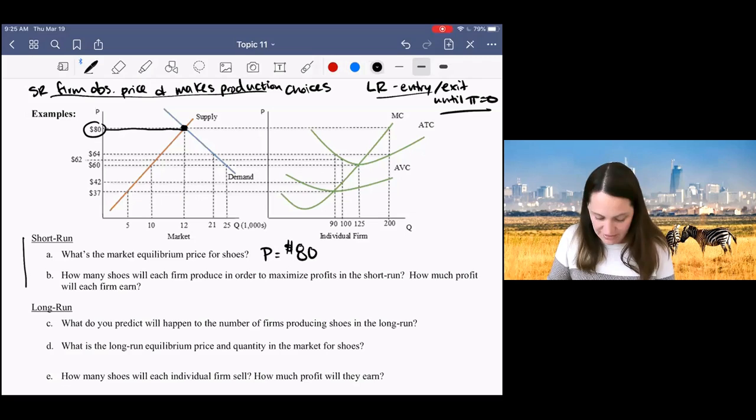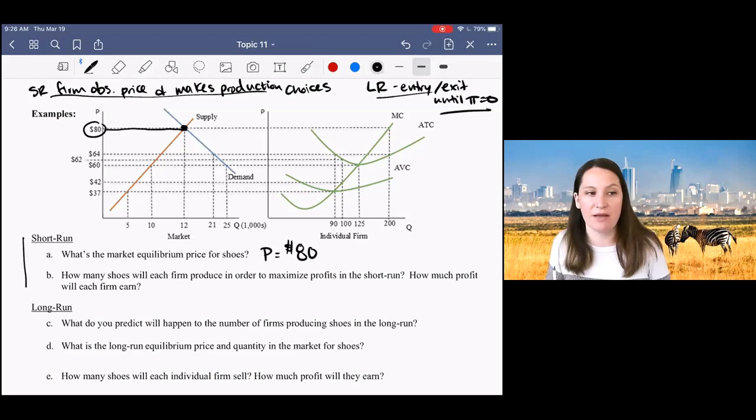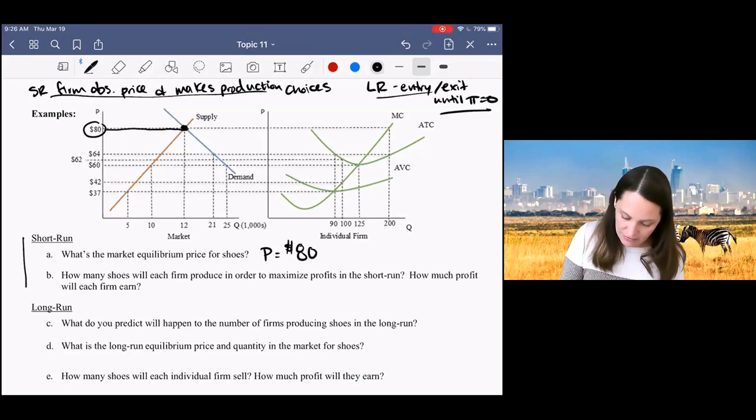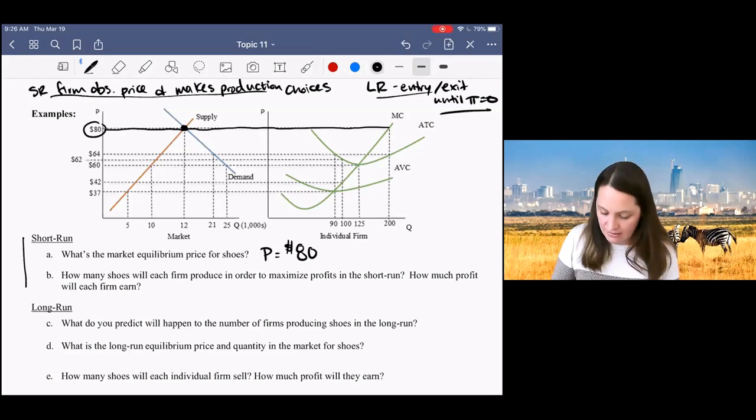Not so bad. Now, how many shoes will each firm produce in order to maximize profits in the short run? And how much profit will they earn? Remember, the firm observes the price. Price is 80. I'm going to come over to my marginal cost curve and produce a quantity of 200.